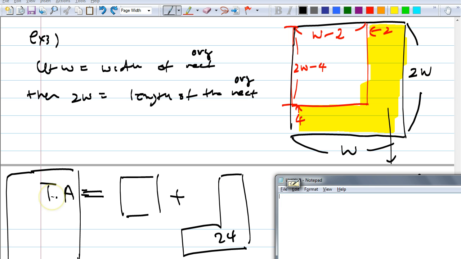isn't this always the same? Total area is equal to what? Area 1 plus area 2, right? So somebody tell me the equation. What's the total area for the first one? The total area.